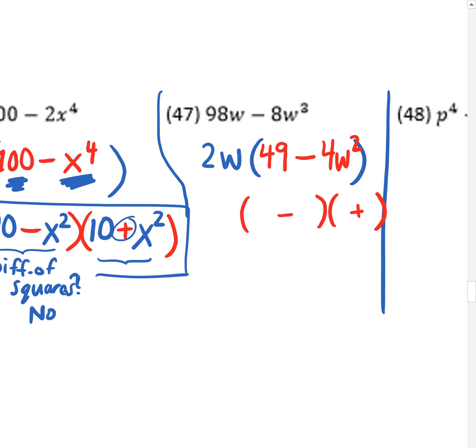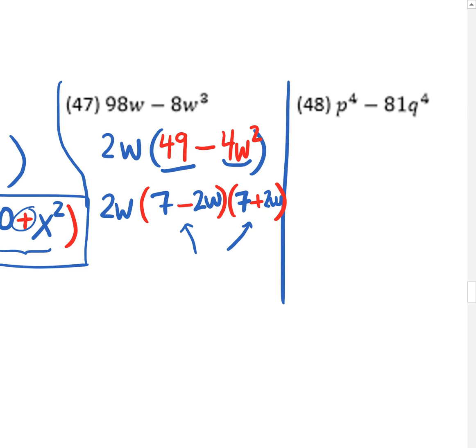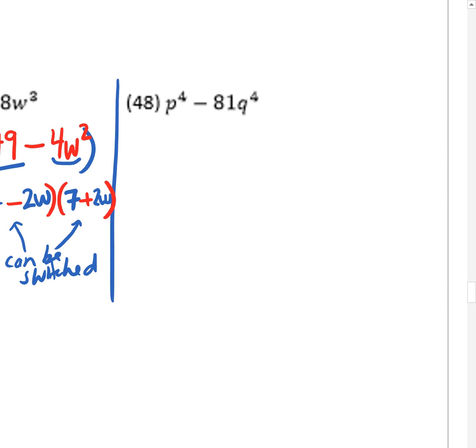Alright, and those somethings are, first of all, what can you square and get 49? That'd be 7. So 7 is the first number in both parentheses. And then what can you square and get 4w squared? That'd be 2w. Because 2 squared is 4, w squared is w squared. So there's your answer. 2w times 7 minus 2w times 7 plus 2w. And these don't have to be in that order. These could be switched. Of course, as long as you have two things in parentheses, they can be switched and it doesn't matter. Because two things multiplying together, it doesn't matter what order they're in.